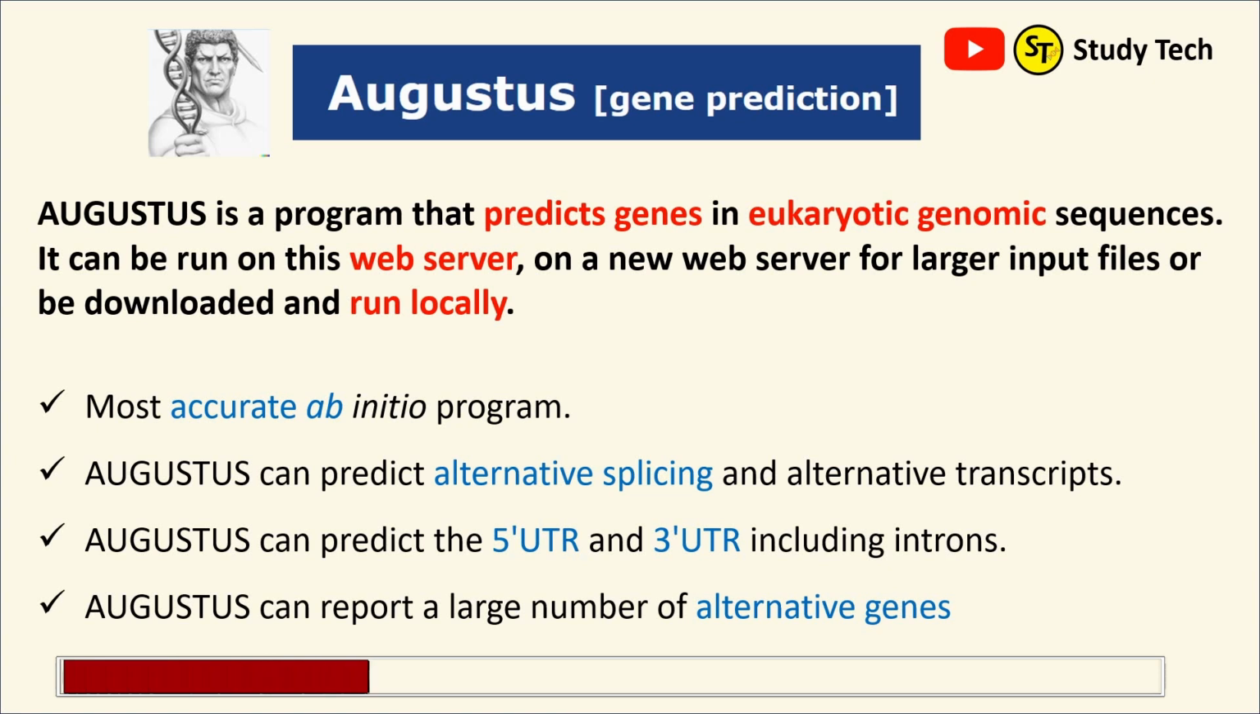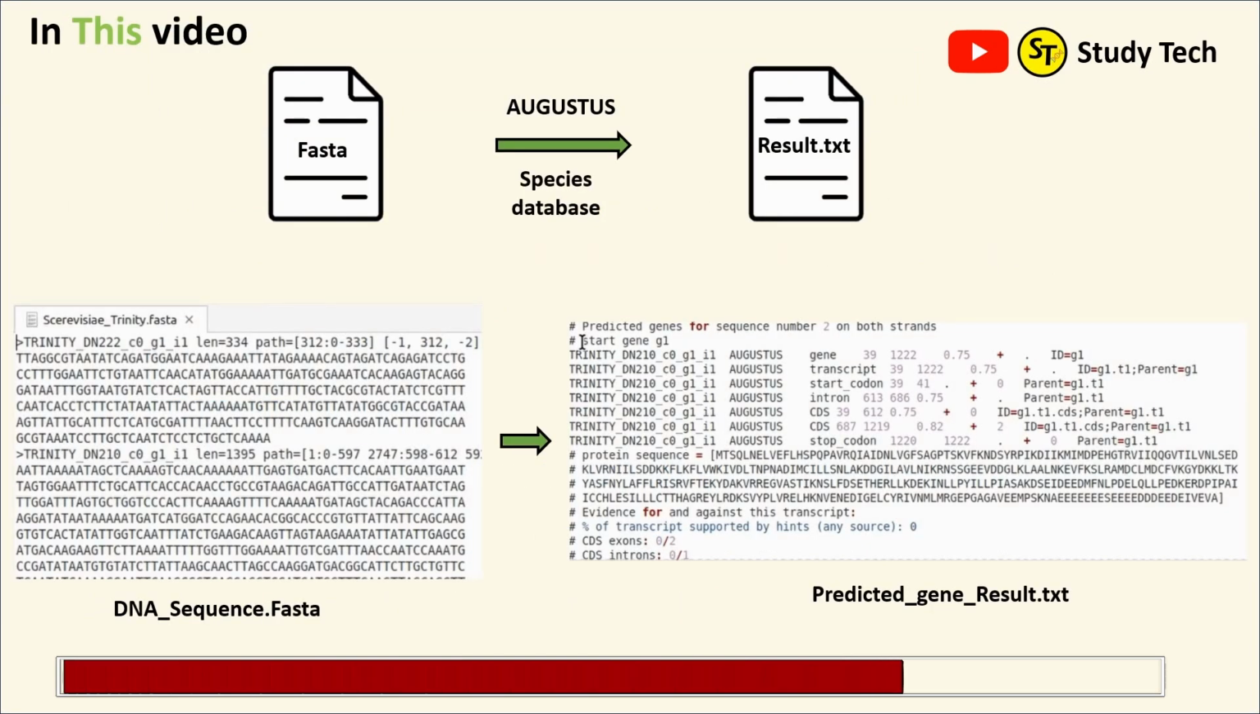So the fourth thing you have to remember, it is a very accurate ab initio program, and it can predict alternative splicing and alternative transcripts, and it can also predict the 5' UTR and 3' UTR regions, and also can report a large number of alternative genes. So in this video I will demonstrate how to use Augustus to find genes from a FASTA file with the help of the species database.